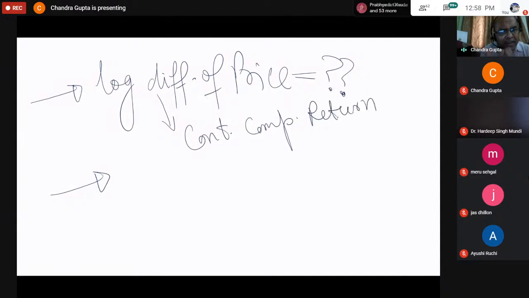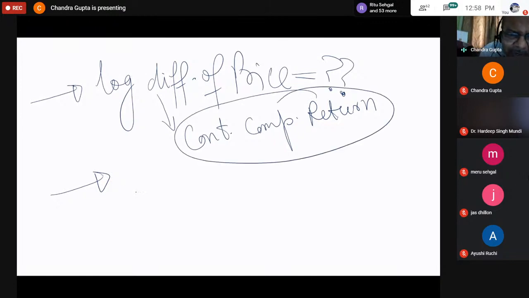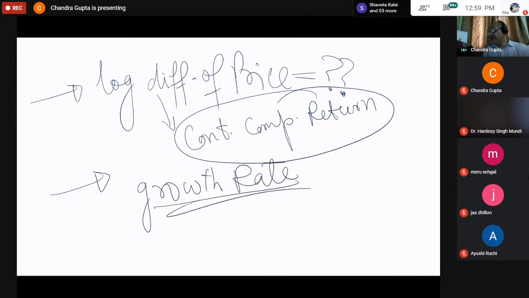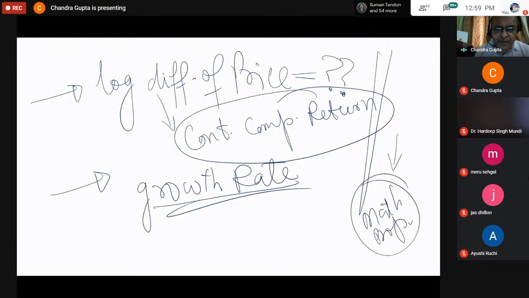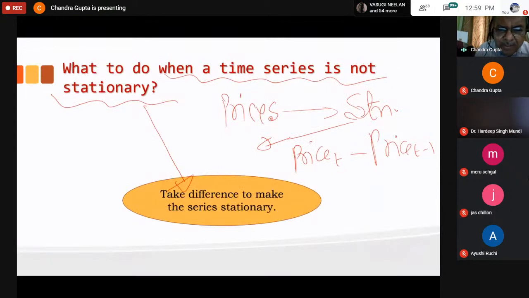If you take a simple difference, you may not get a meaningful interpretation of it. But when you go for log difference, I have a meaningful interpretation, and that's continuous compounding return. Second, log difference can give you what is called growth rate. So you have a meaning of it, and because of that, you can get a meaningful interpretation. Besides that, log differences have nice mathematical properties. And because of it, if you have to take a difference, take log difference. That will make much sense. So friends, to make this series stationary, take log difference.